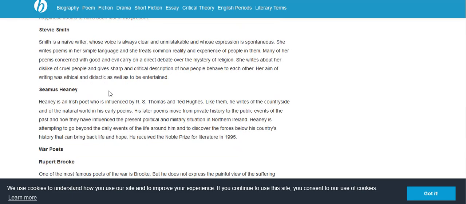Smith is a naive writer whose voice is always clear and unmistakable and whose expression is spontaneous. She writes poems in simple language and she treats the common reality and experience of people in them. Many of her poems concerned with good and evil carry on a direct debate over the mystery of religion. She writes about her dislike of cruel people and gives sharp and critical descriptions of how people behave to each other. Her aim of writing was ethical and didactic as well as to entertain.